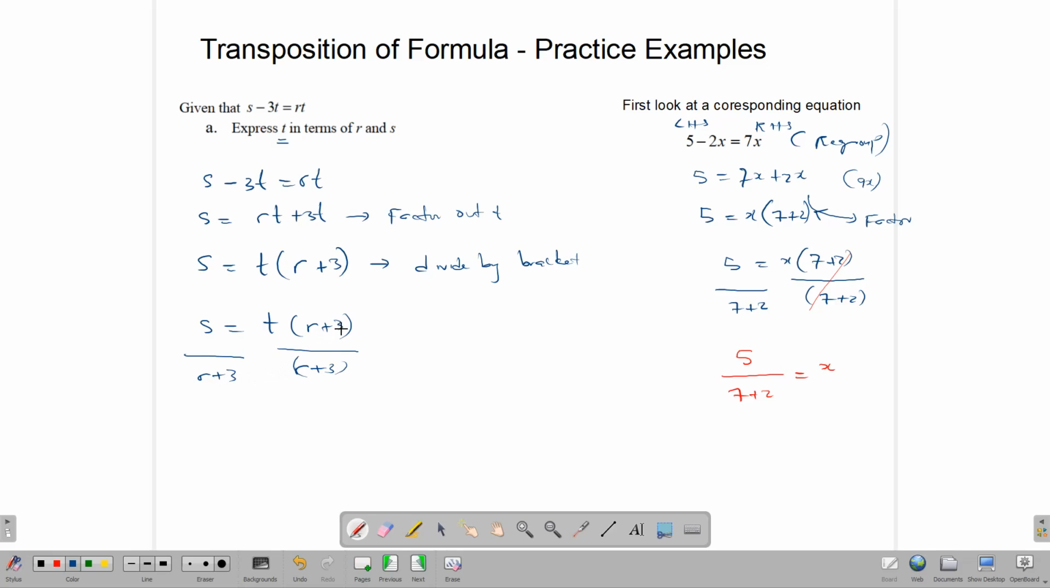This r plus 3 will cancel that one, which means that we're left with t is equal to s over r plus 3. We have successfully transposed the formula, or rewritten it, or expressed t in terms of s and r. Take a moment to think about this technique that was used here and how it was applied here. When you're ready, move on. Now let's look at more examples.